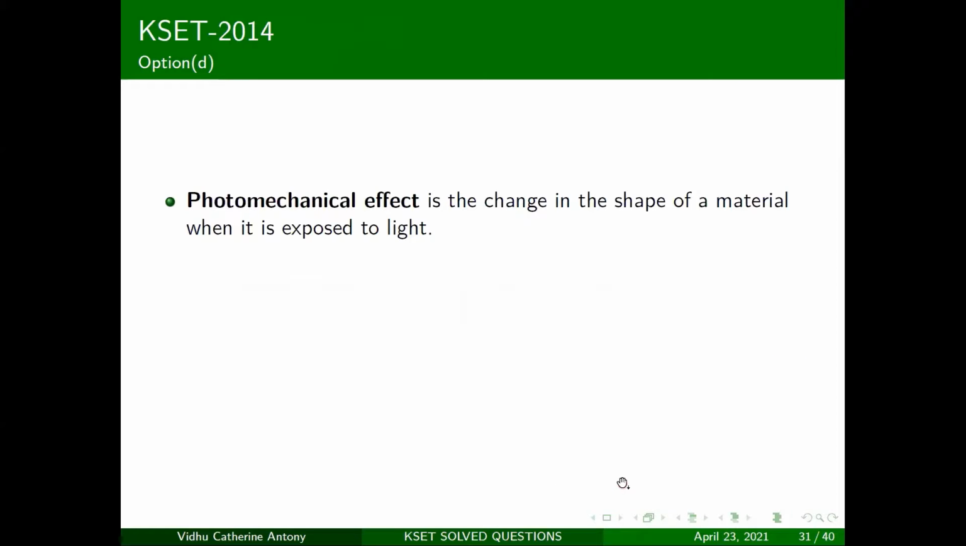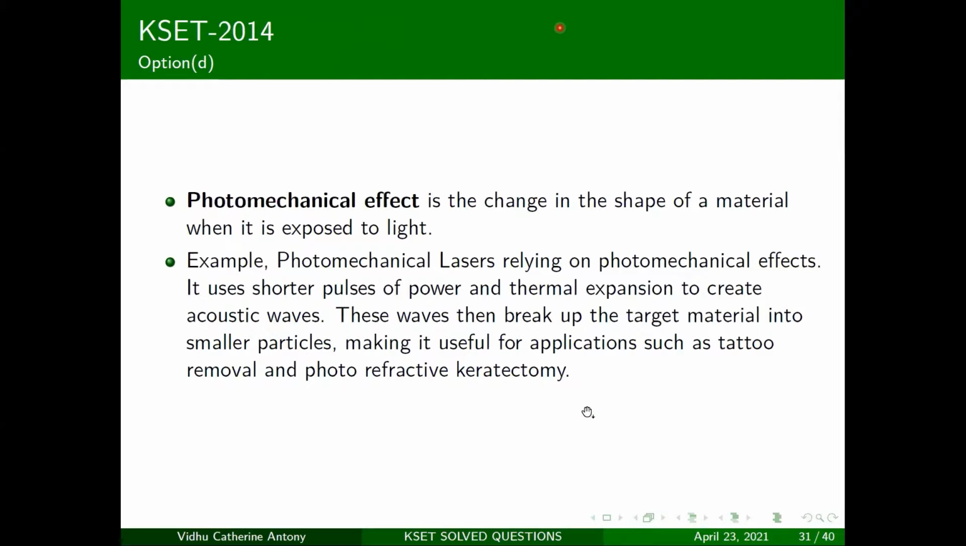So what happens in a photomechanical effect? It is a change in the shape of a material when exposed to light. A lot of people use this. I don't know if you know, there's this surgery called LASIK surgery, to correct your myopia or hypermetropia so you can stop wearing glasses. Basically, they irradiate a laser into your eye and try to create acoustic waves. Acoustic waves are the mechanical part. So you're using photons to create acoustic waves, using lasers to create acoustic waves and break up certain materials. This is used in LASIK surgery. It's also used in removing permanent tattoos that a lot of people have.